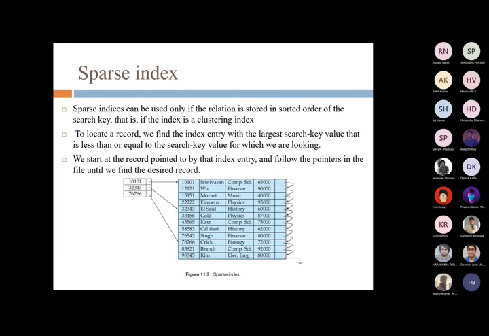So whenever you want to locate a particular record using a sparse index, you are going to start with a search key value that is less than or equal to the search key value for which we are looking, right? So you are going to traverse the index file. You are going to look for the search key value that is less than or equal to the search key value for which we are looking, and then once you locate that value, from there onwards you are going to sequentially access the records and retrieve the record that we are interested in.